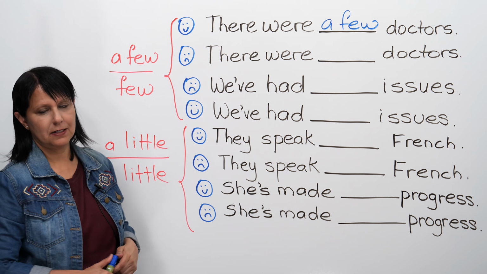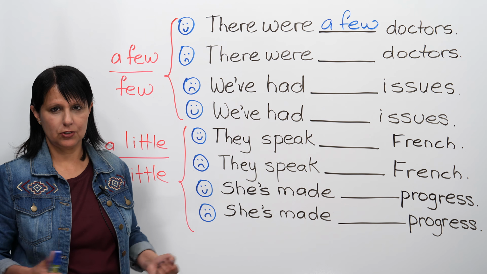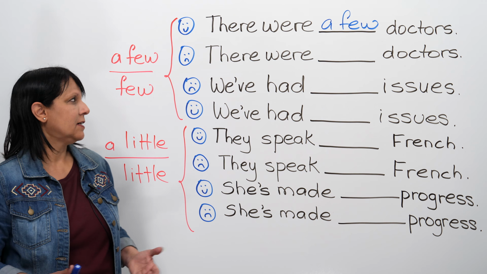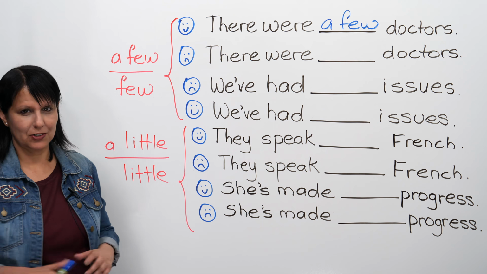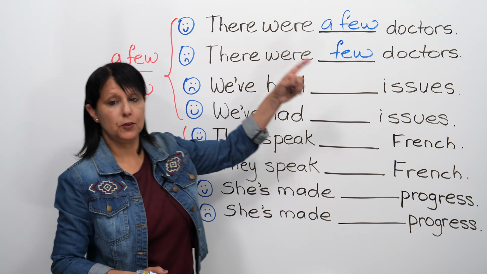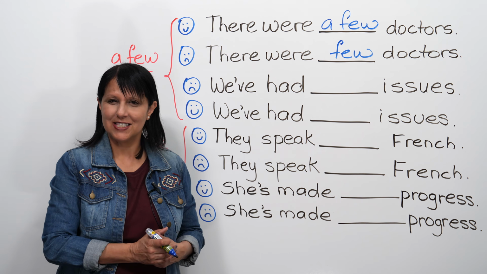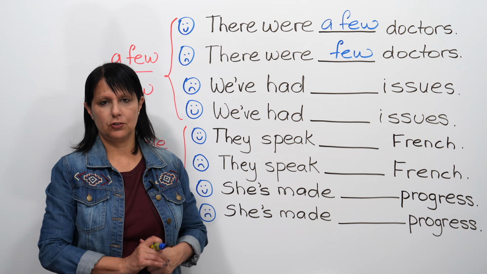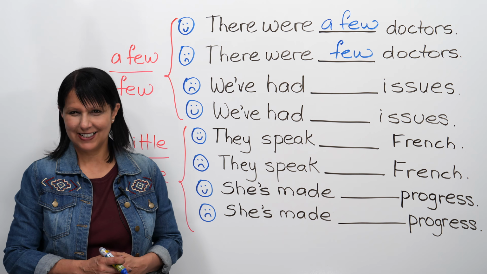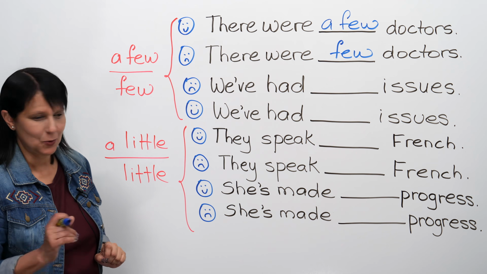Now, negative. Unfortunately, there were blank doctors who could help us. So here, we're going to say the opposite. Unfortunately, there were few doctors who could help us. So when we said there were a few doctors who could help us, we were saying, oh, it's good. There are some doctors who can help us. When we said there were few doctors who could help us, it means there were not many doctors who could help us. Okay? So one is positive, one is negative. And therefore we're using a few or few. Next.